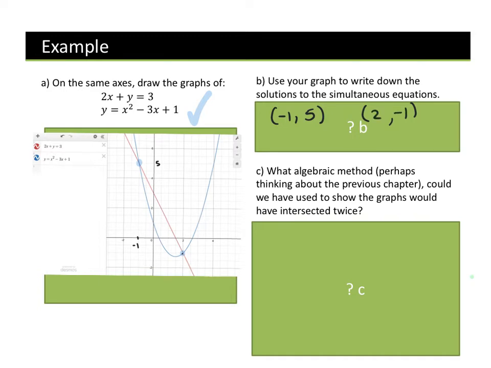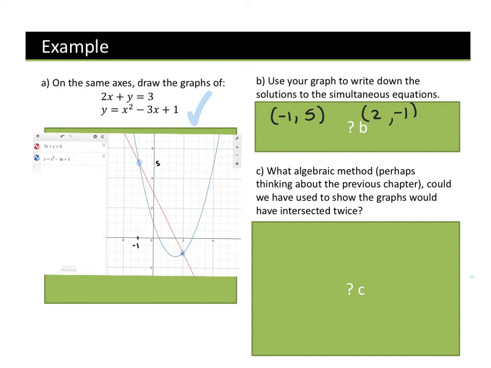Perfect. So that means x equals -1 or 2 and y equals 5 or -1. So what algebraic method, perhaps thinking about the previous chapter, could you have used to show the graphs would have intersected twice? Because in the question it will say prove or show that the graph intersects twice. If it intersects twice, how could we show that it intersects twice?